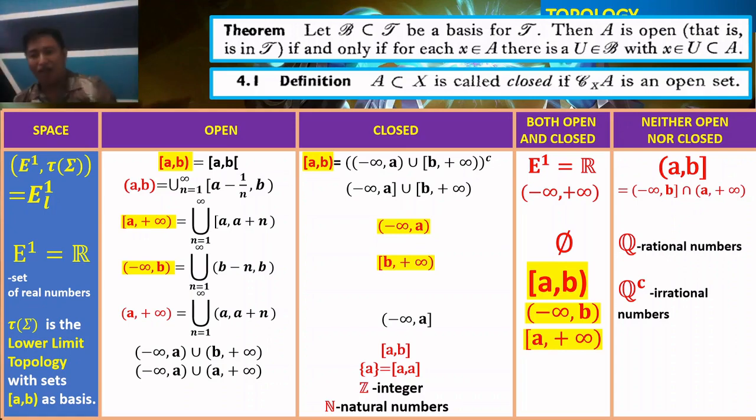Okay, again, our set of rational numbers and the irrational numbers are both neither open nor closed sets. Okay, next.